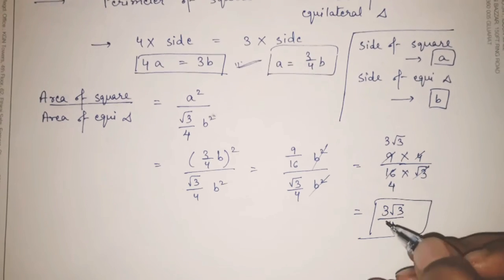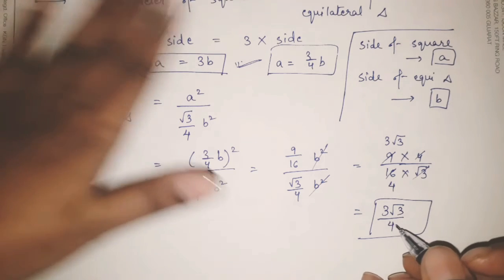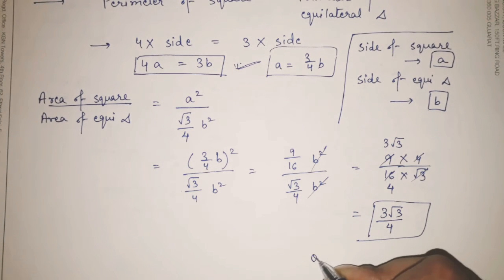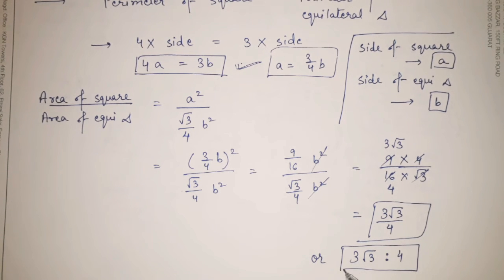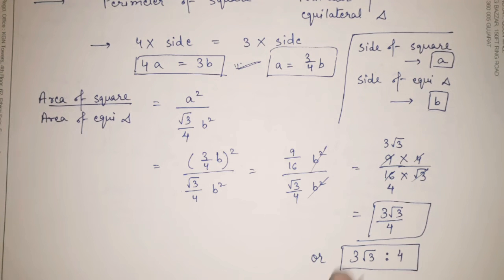So this is actually the ratio. In your option they may give you like this, 3 root 3 divided by 4, or they may give you as 3 root 3 is to 4. Fine. So this is your answer. That is the ratio of the areas of square and equilateral triangle.